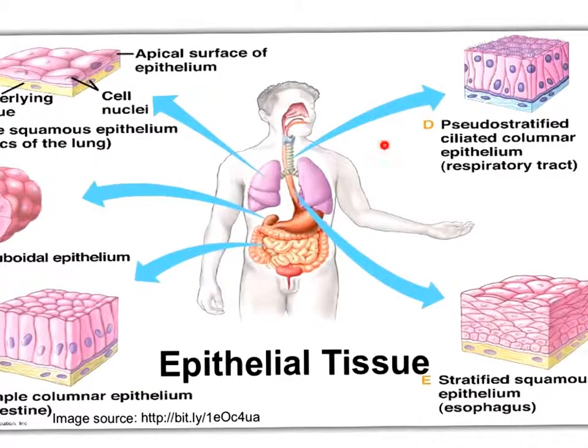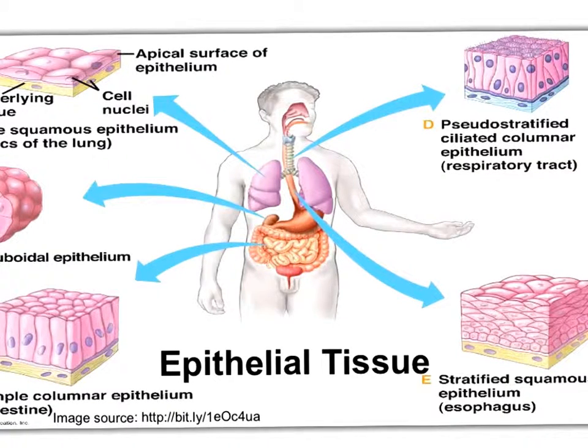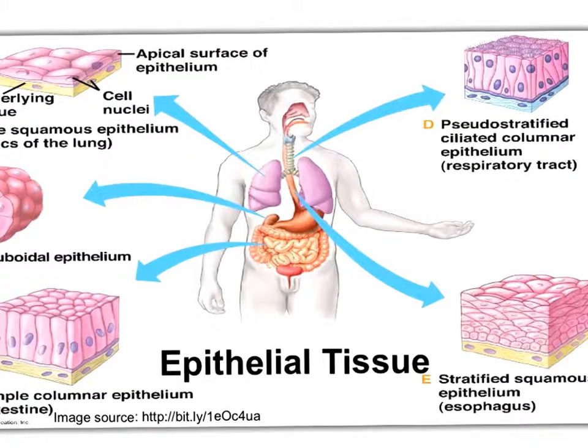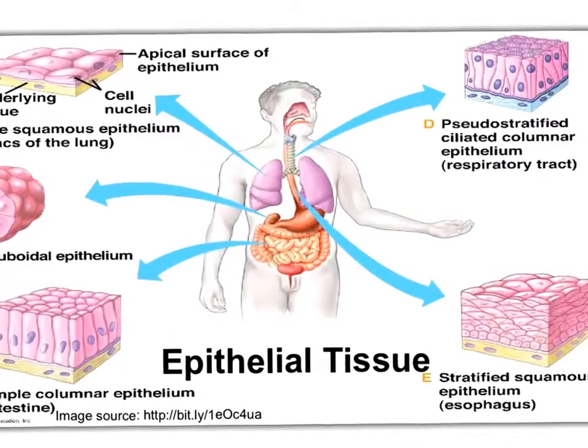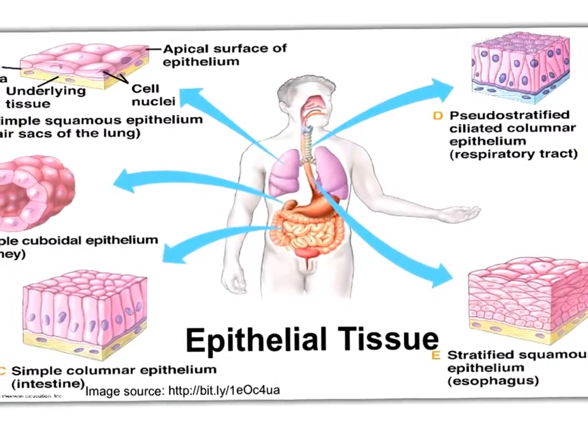Pseudo-stratified ciliated columnar. Pseudo means false, so this means that this type of epithelium looks like it has many layers, but actually it doesn't. Stratified squamous. This is the skin epithelium. It helps protect inside tissues.